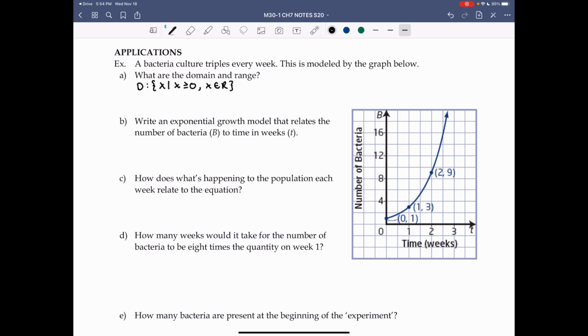The range represents the number of bacteria. The number of bacteria starts at 1. We see here the y-intercept is 1. Then the range is y such that y is greater than or equal to 1, y ∈ R.